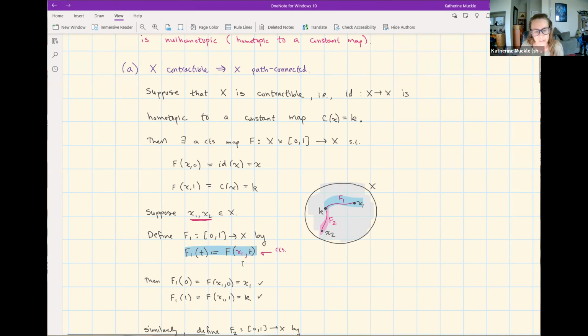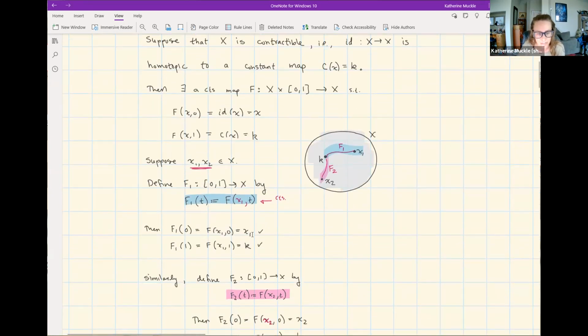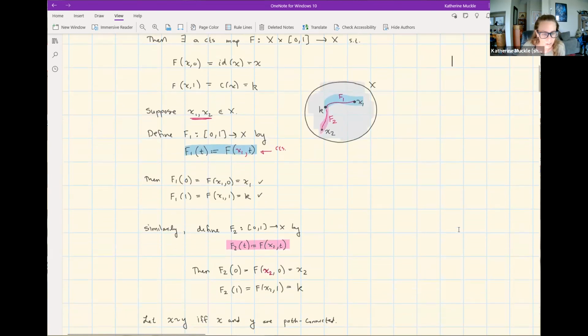This is continuous because f is, and then just to check, f1 of 0 does give me x1, f1 of 1 does give me the constant. So this thing in blue is that first path. All right, let's see.